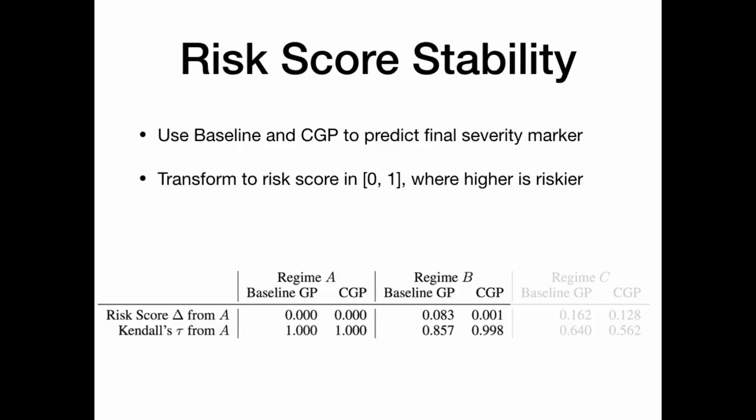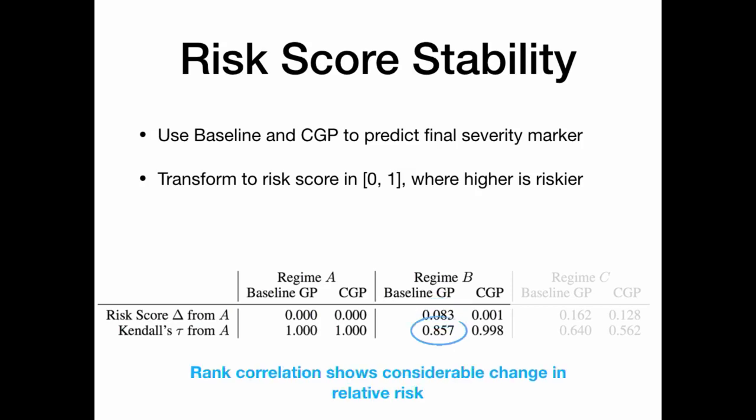First we compare how the 2 models' risk predictions change on 2 data sets where we've designed the policy so that they satisfy the assumptions we need to learn the counterfactual GP. What we see is that the CGP's risk scores are stable, but that the baseline GP's predictions change when the policy does. But more importantly, these instabilities have a measurable impact on downstream decisions.